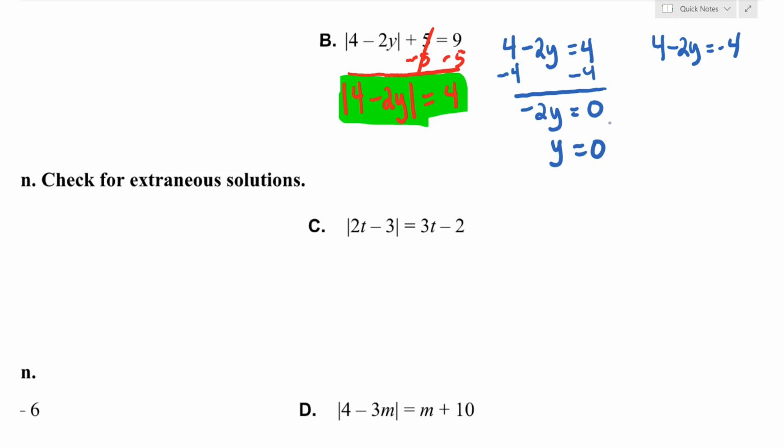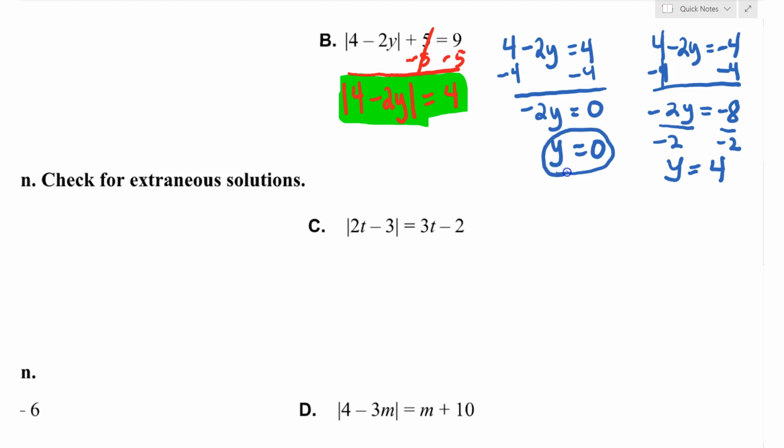Now I'm going to solve the other equation by subtracting 4. 4 minus 4 is 0. Negative 2y equals, this is not 0, this is actually negative 4 minus 4, which gives you negative 8. And you notice that you're multiplying, so you have to divide both sides by negative 2. So y is equal to 4. So our two possible solutions are y equals 0 and y equals 4. We have to check that.